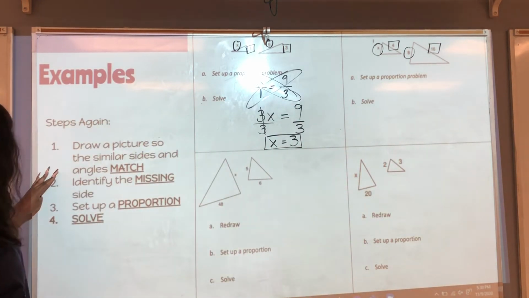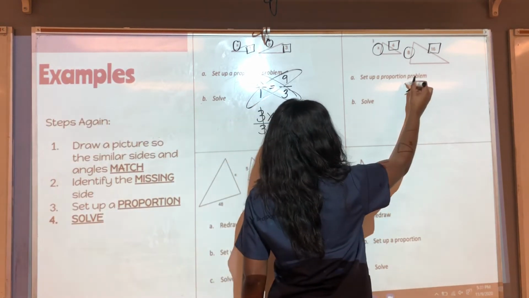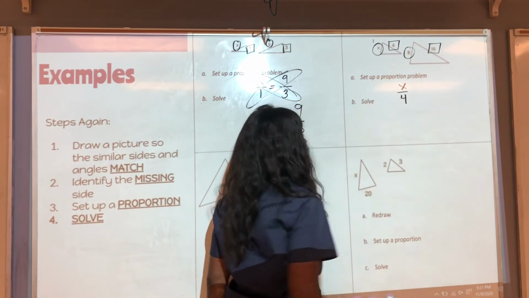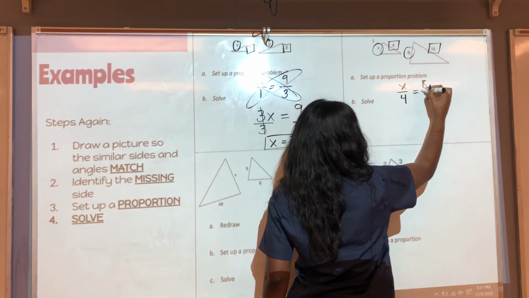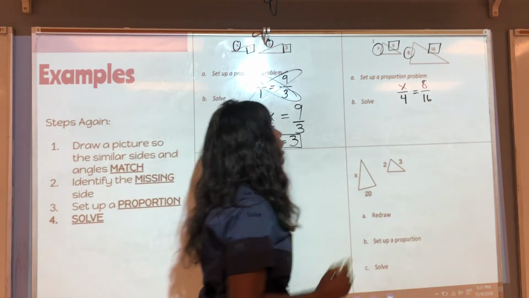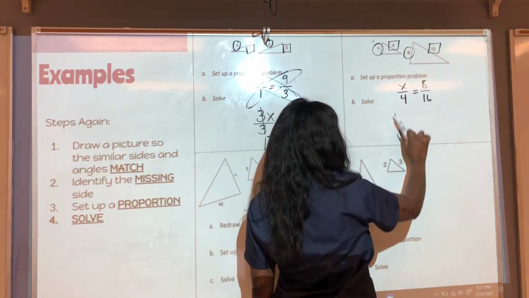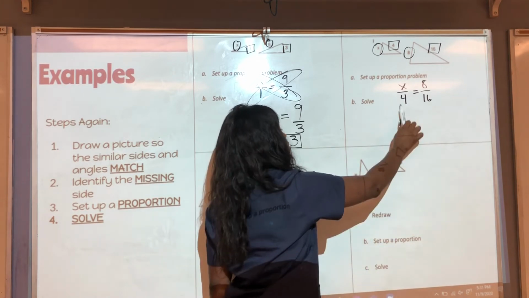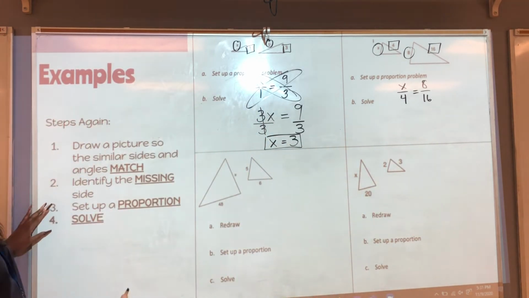I've identified the missing side, so step 3 says set up the proportion. X over 4, because those are the 2 sides of my first triangle. And then that's going to equal 8 over 16, because those are the 2 sides on my second triangle. Again, notice that X and 8 are on the same side, so they are both in the numerator. And then 4 and 16 are also on the same sides, so those two numbers are in my denominator. I have set up my proportion.